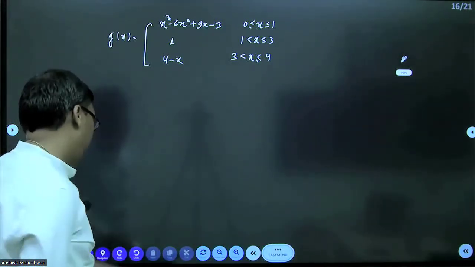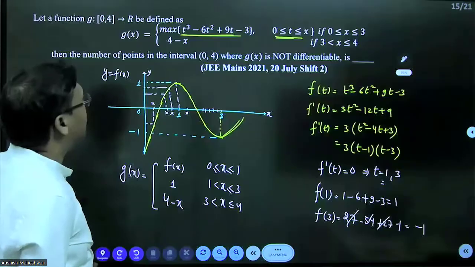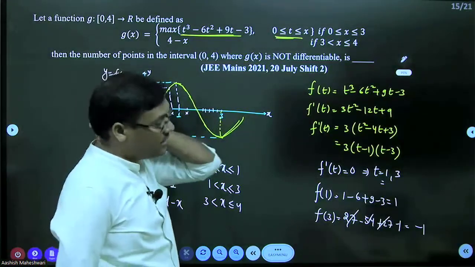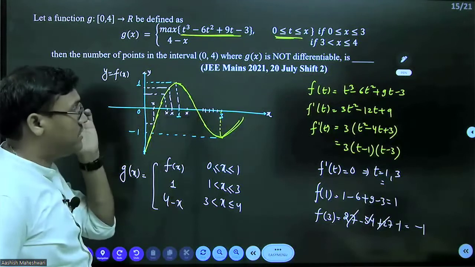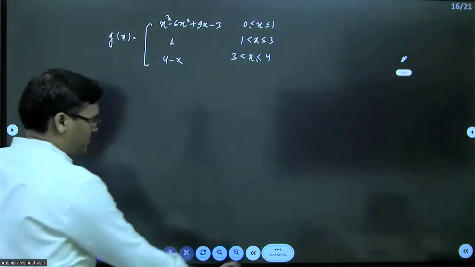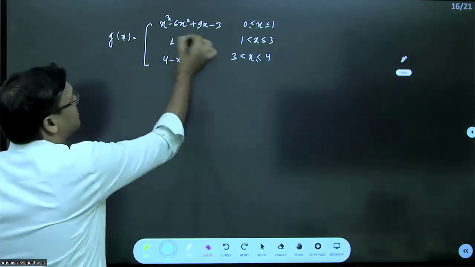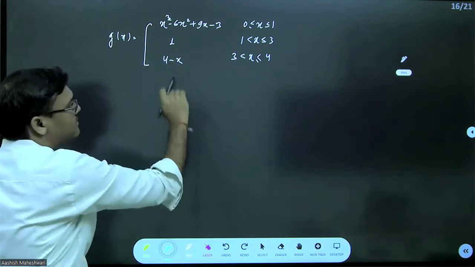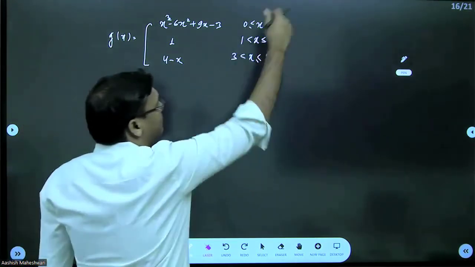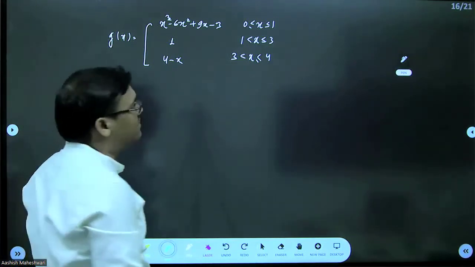Correct? Now we have to find at which points this function is non-differentiable. Now how will you check the differentiability? You can clearly see this is a differentiable function, this is a differentiable function, this is a differentiable function, except we have to check at the endpoints. The rest are all polynomials, and polynomials are always differentiable functions.